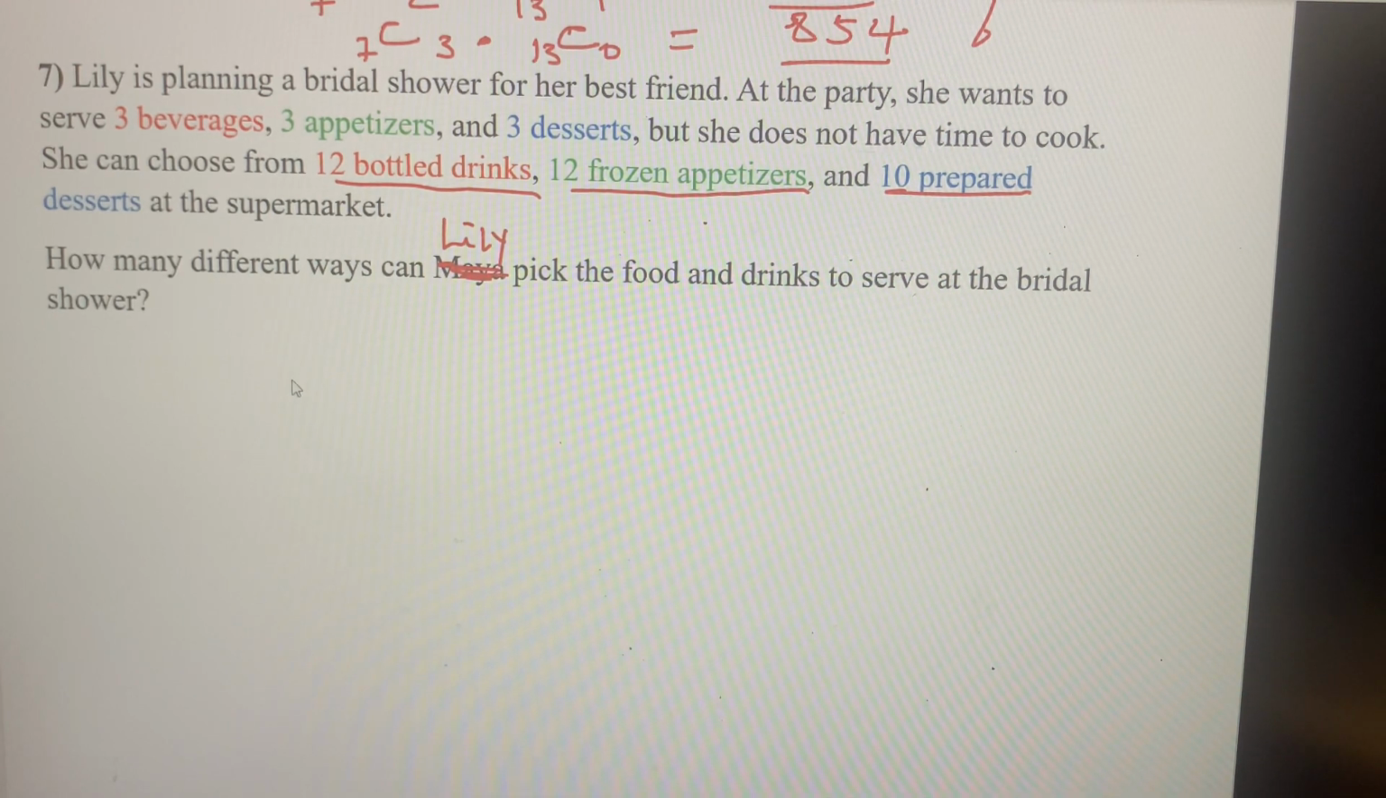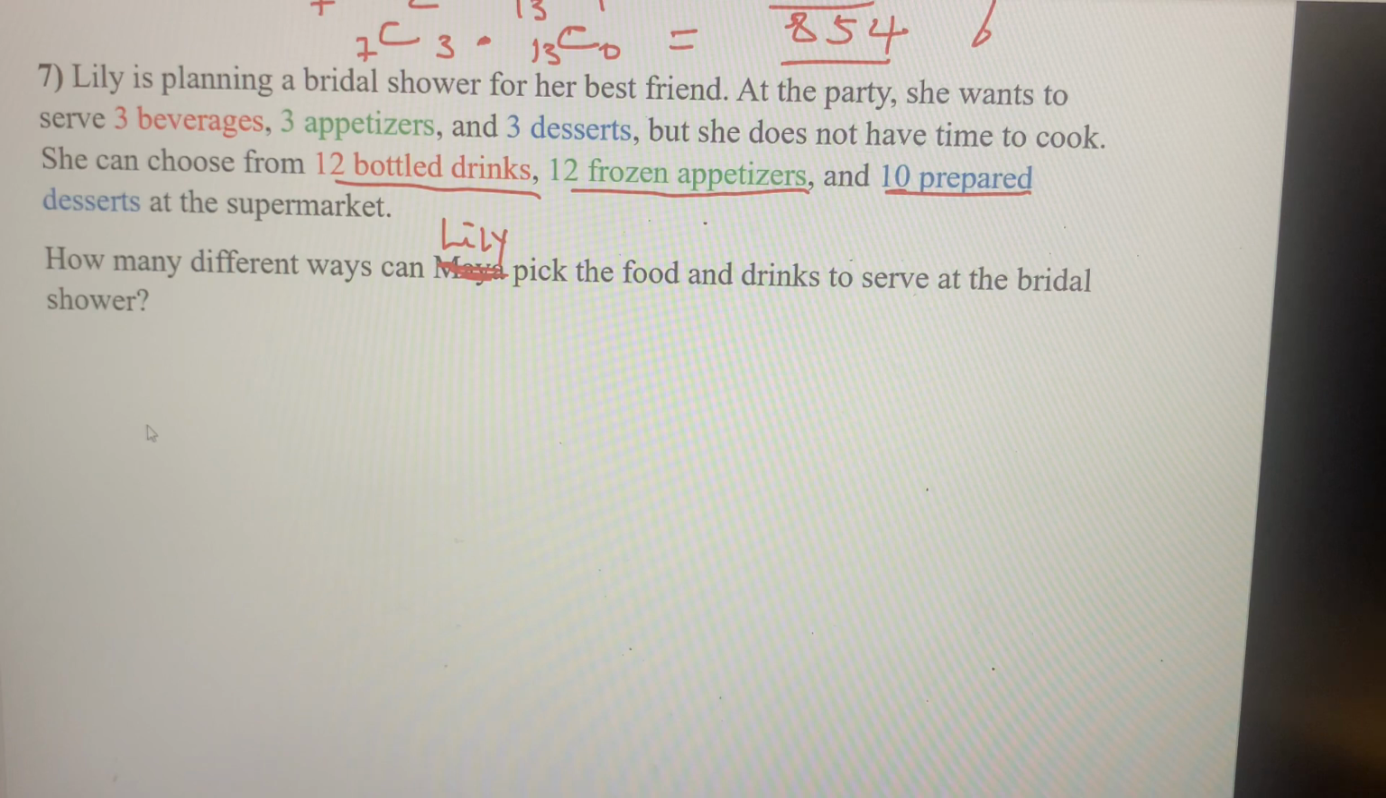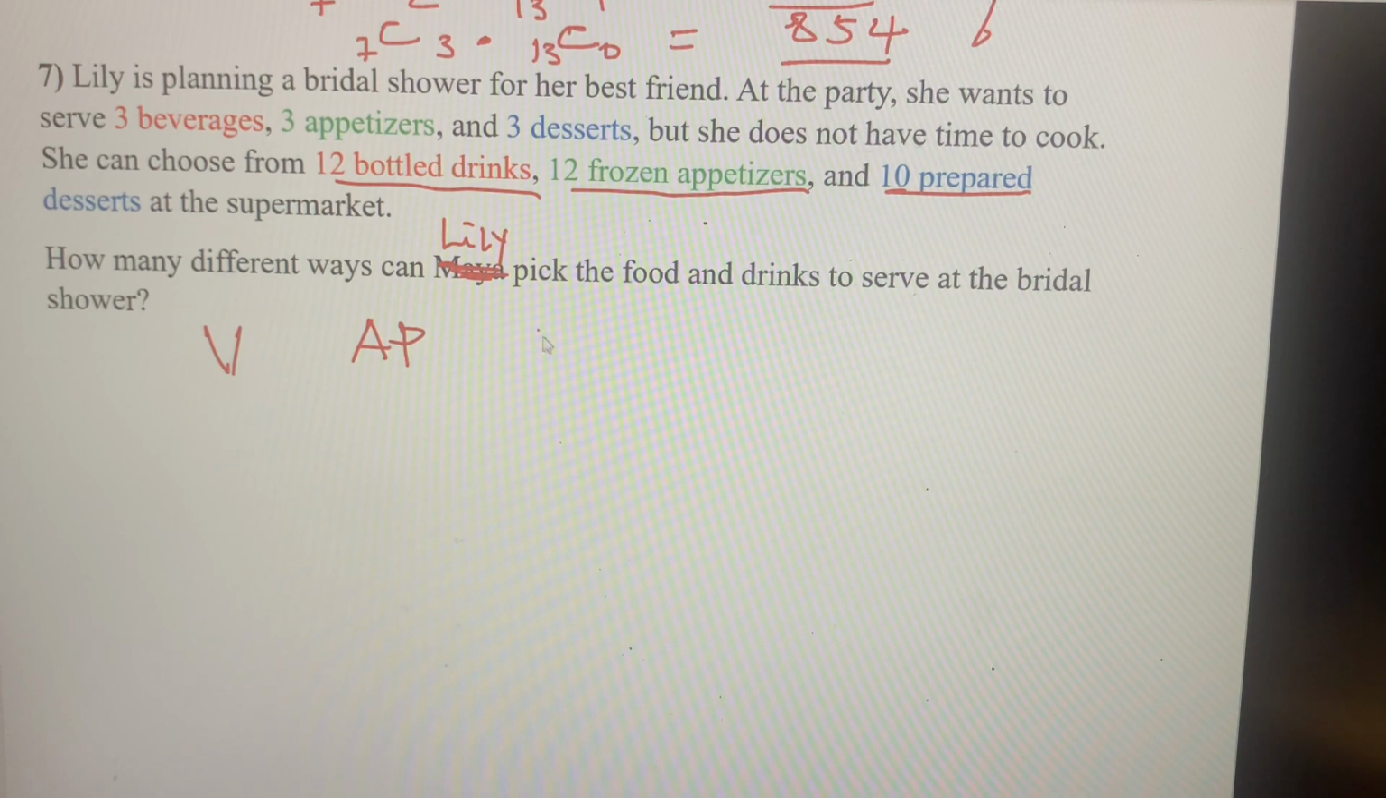So what we have is 3 different options. The first one is the beverage, then the appetizer, and then the dessert. We consider the beverage as the drink, and the appetizer and dessert as food. So let's do the beverage. The beverage is 12 combination 3, because she needs 3 beverages out of the 12 bottles of drinks.